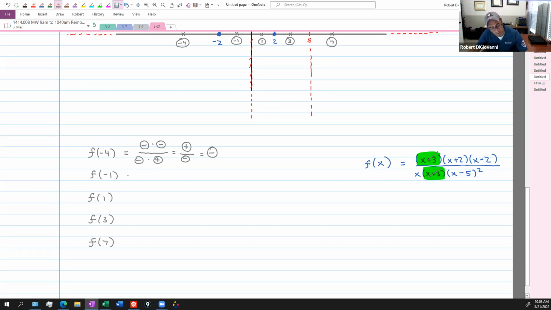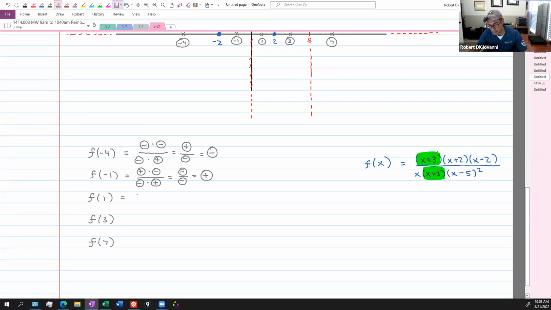Let's try -1. If I do -1, -1 plus 2 is positive. -1 minus 2 is negative. -1 by itself is just negative. And then -1 take away 5 is, well, this doesn't matter. We're squaring it, right? No matter what, it's going to be positive. The bottom right-hand corner is always positive no matter what. So we get negative on top, negative on the bottom. That's positive. Oh, it switched again, didn't it? Negative, positive. Let's keep going.